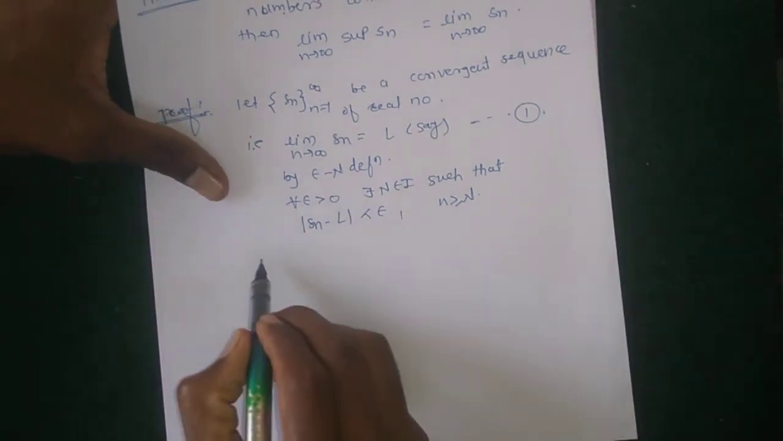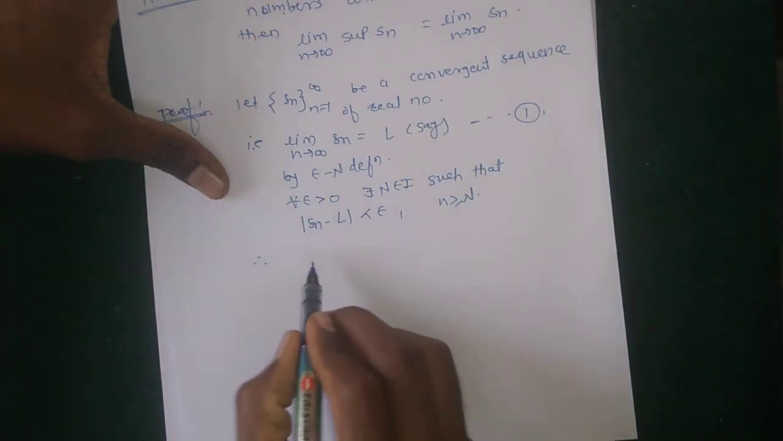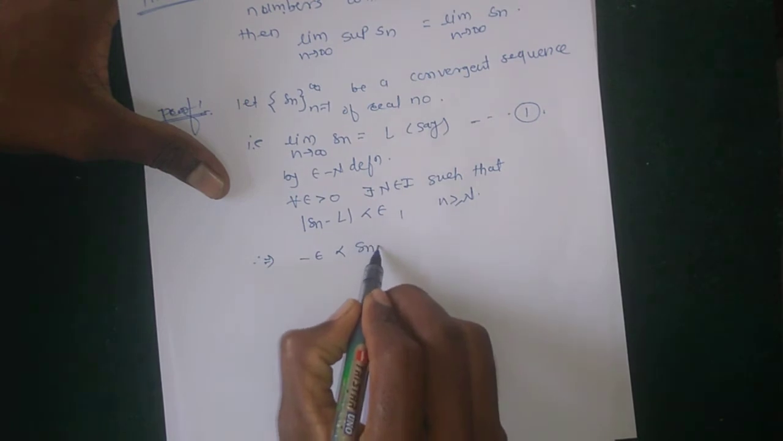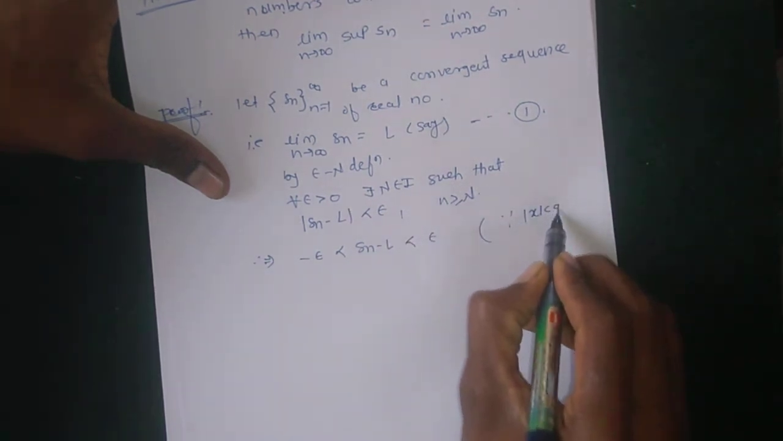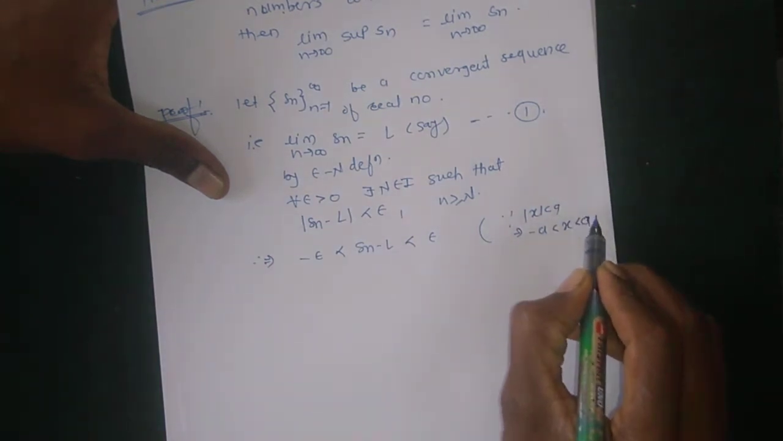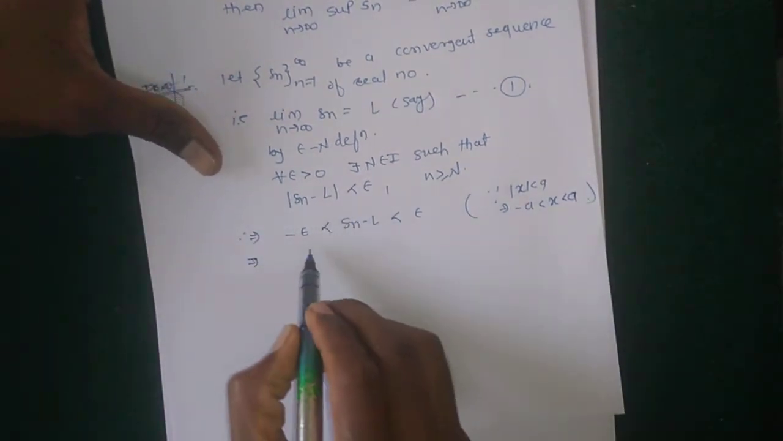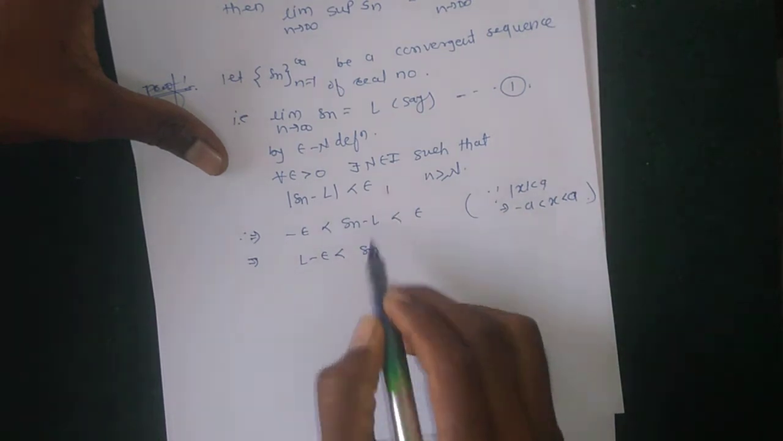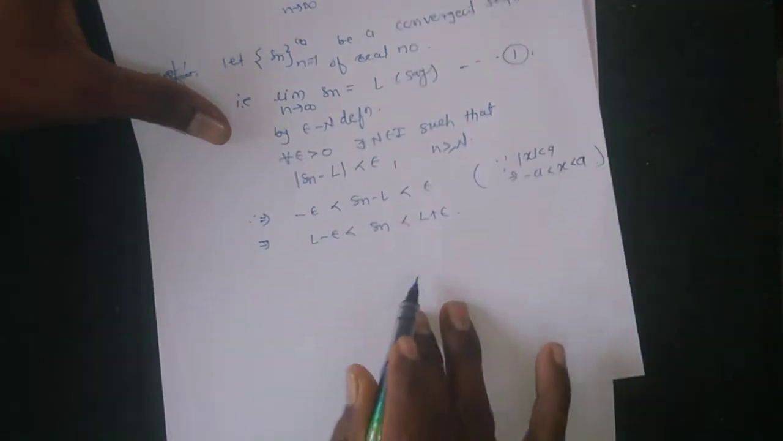Okay, and rearranging this, which implies that minus epsilon is less than Sn minus L less than epsilon, by using mod x less than a implies minus a less than x less than a. So using this result and adding L on both sides, we get L minus epsilon is less than Sn minus L plus L, which gives 0, leaving only Sn, and L plus epsilon.